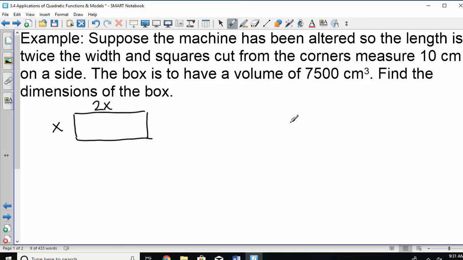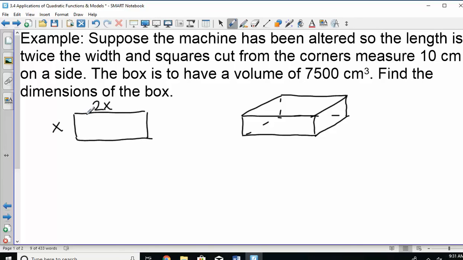One thing you get credit for on these word problems is defining your variables. If you don't draw me that picture, then you have to tell me in words, the length is 2x and the width is x. Somehow I have to know what x represents in your problem. Then we cut our squares from the corners to get our box.